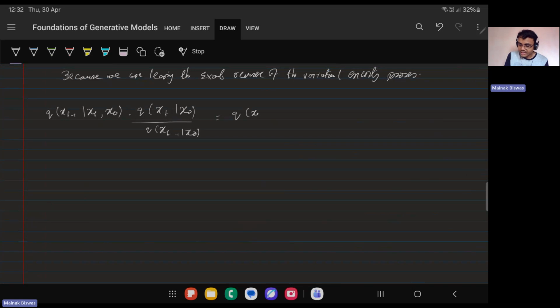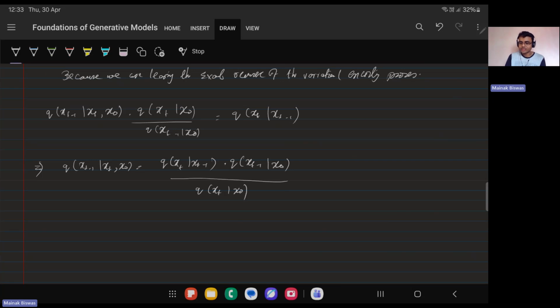This is equal to q of xt given xt minus 1, right? Very good. So if I take this term out, I can write that q of xt minus 1 given xt comma x0 is q of xt given xt minus 1 into q of xt minus 1 given x0 by q of xt given x0. This is just algebra. And once you're comfortable with it, everything falls into place.